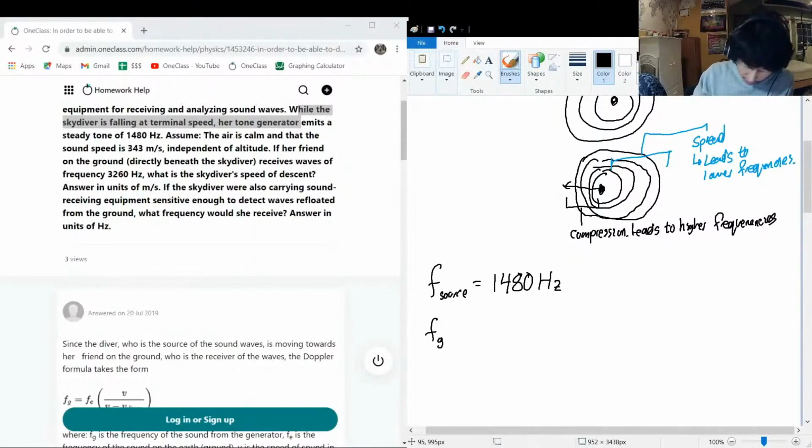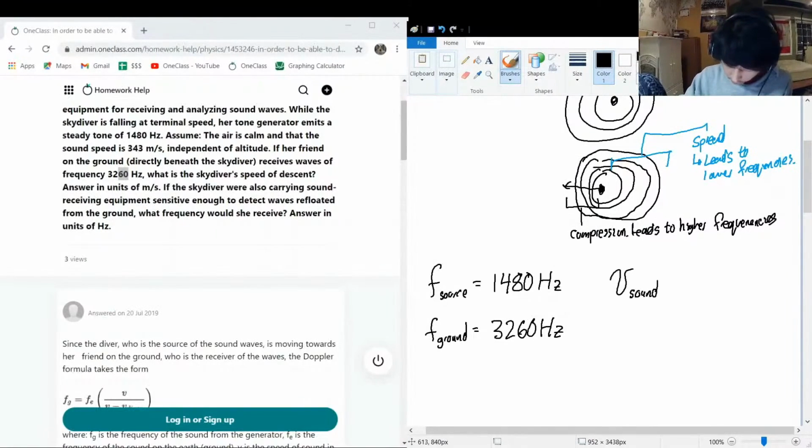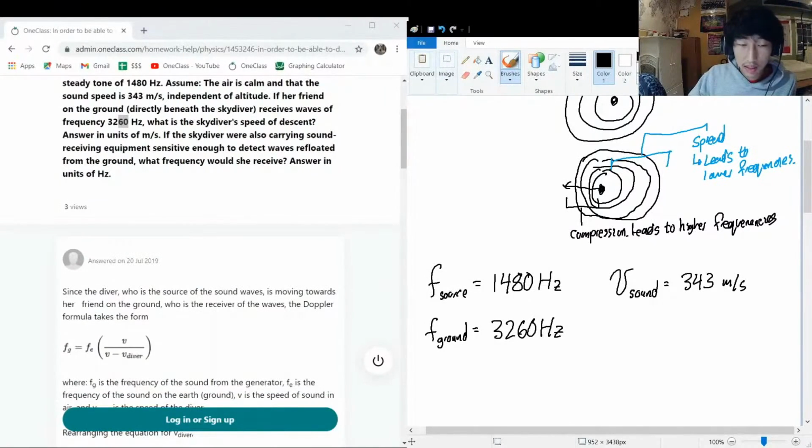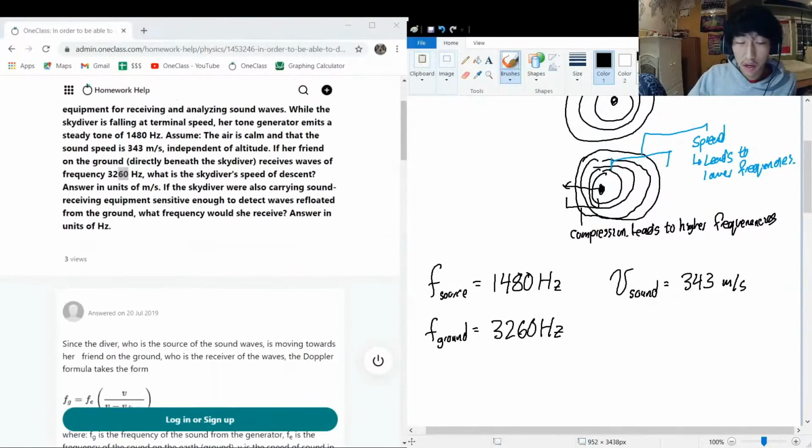So the F ground, that was given as 3,260. The V sound was given as 343 meters per second. And we need to now solve for the velocity of the diver.